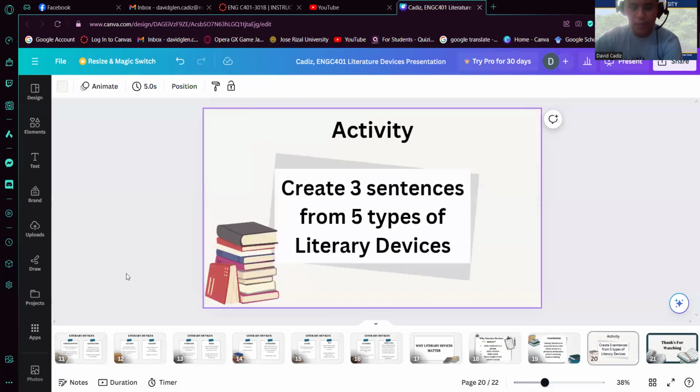For our activity, I want you all to create 3 sentences from 5 types of literary devices that were being told.